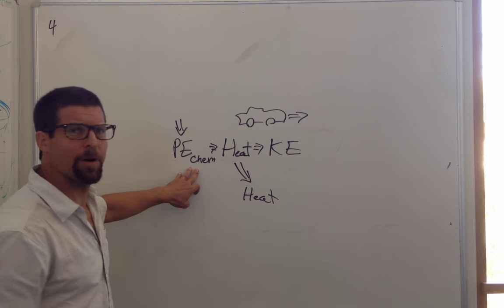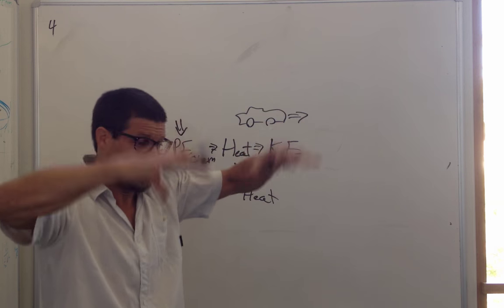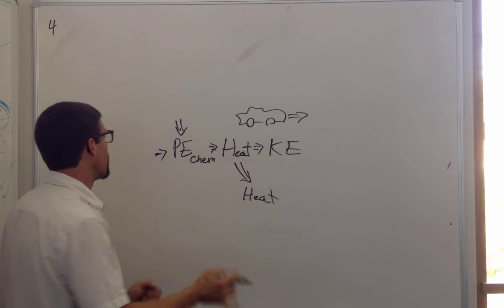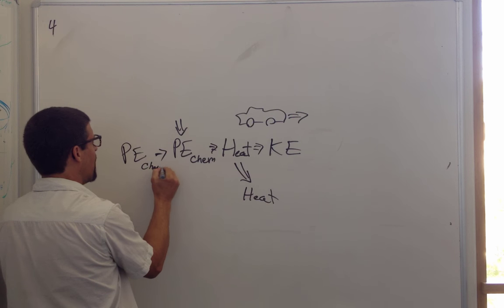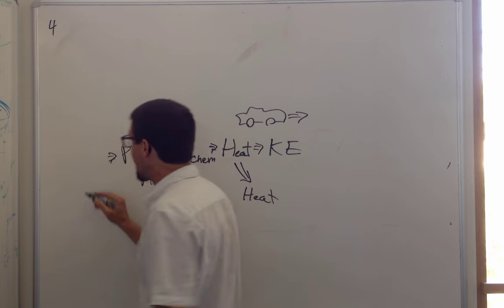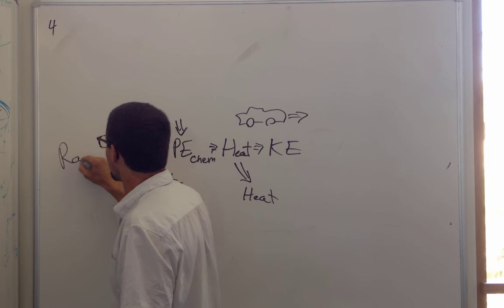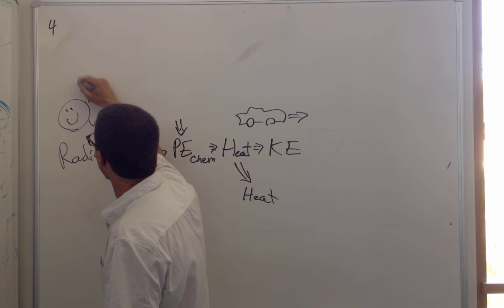Okay, now where did that chemical potential energy come from? Well, that came from prehistoric plants that got compressed over many years. So this is plant matter, the chemical potential energy of plants. Right, and we know where that came from. That came from sunlight, radiant energy. That's our sun looking out for us.